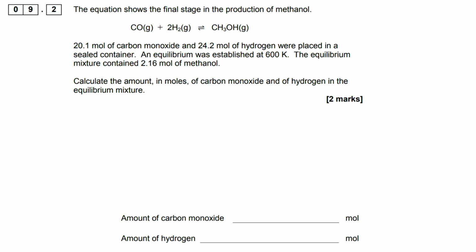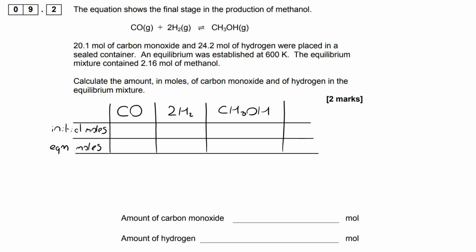First step on this is always to draw out the table. And the table has initial moles and equilibrium moles. And what I'm then going to do is start to fill those in based on the information that's being provided within the question. So you can see here the 20.1 and the 24.2 that are ready to go in directly. That's where I'm going to stop for now, and I'm going to go on now to deduce something.